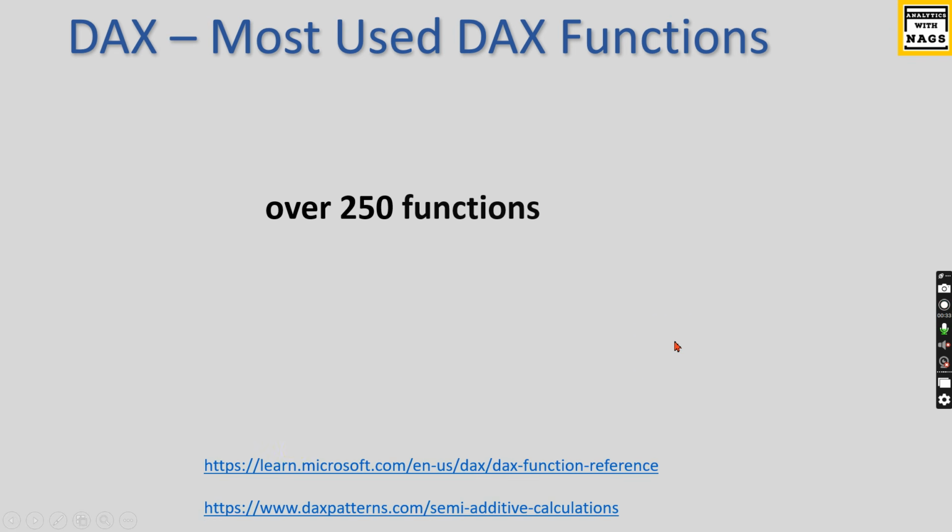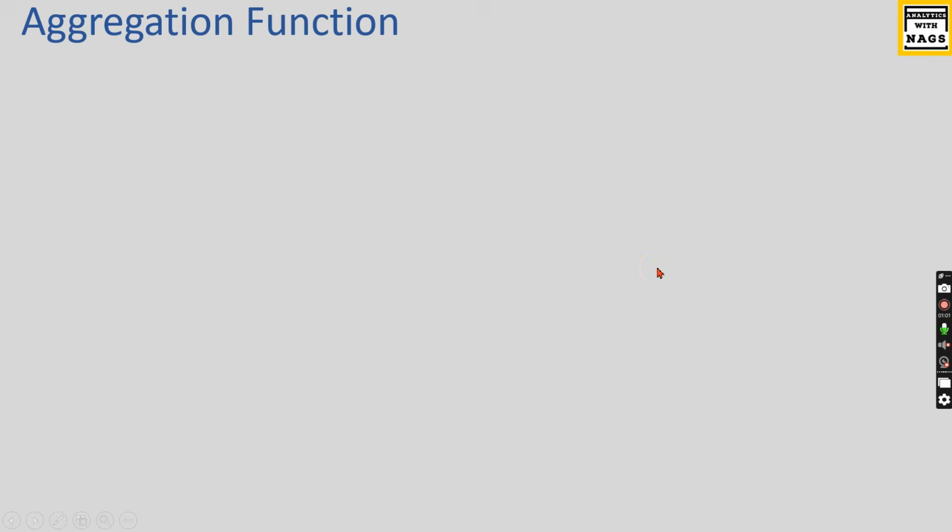I'm also recommending these two references. You can bookmark them because these links will help you understand any scenarios where you want to implement certain functions. You can find the definitions here. Of course, in the age of ChatGPT, you can always ask ChatGPT the question, and it will give you the correct functions. With this note, let's list down the most used DAX functions.